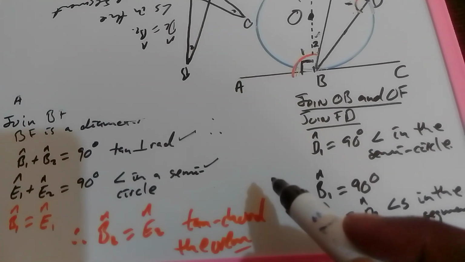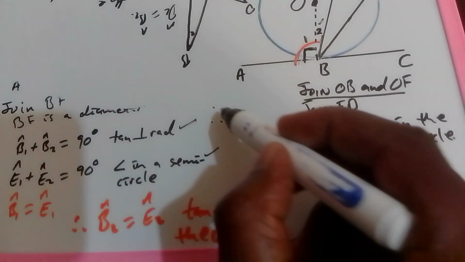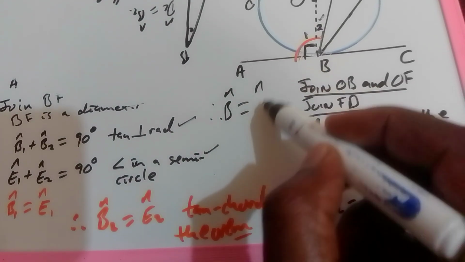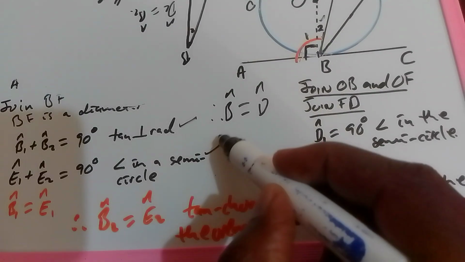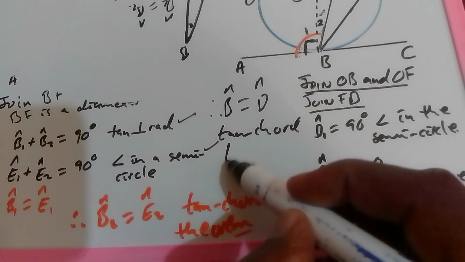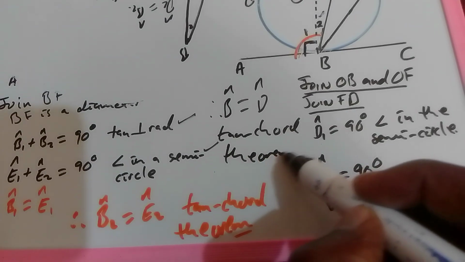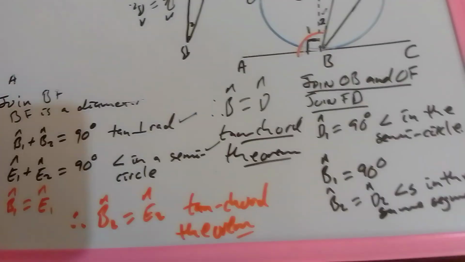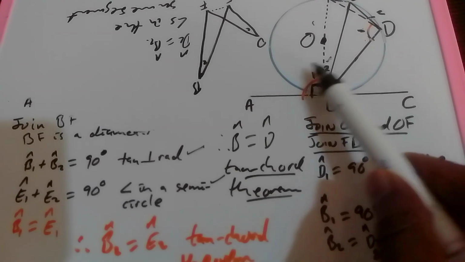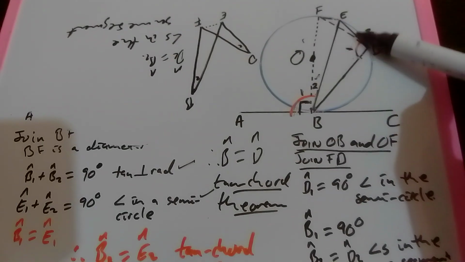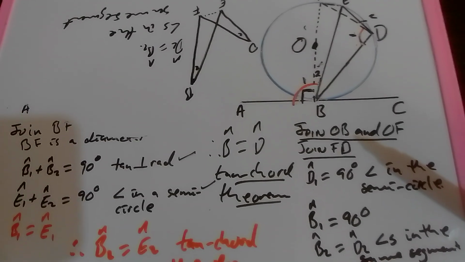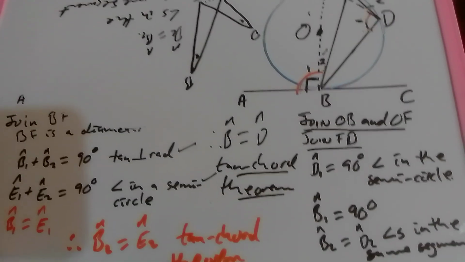So therefore, we can conclude that this angle B is equal to angle D, and we call that the tan chord theorem. So that's where the tan chord theorem stems from, right? We are able to prove that the combination of these angles and the combination of those angles are equal. All right. Thank you very much.